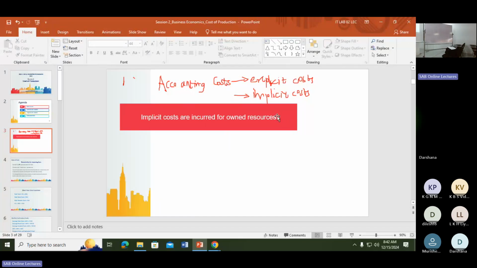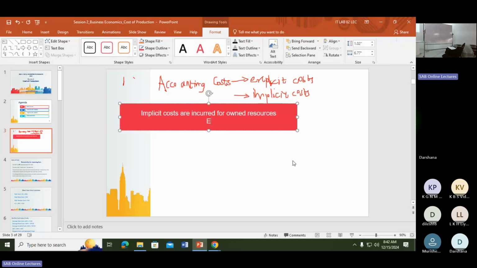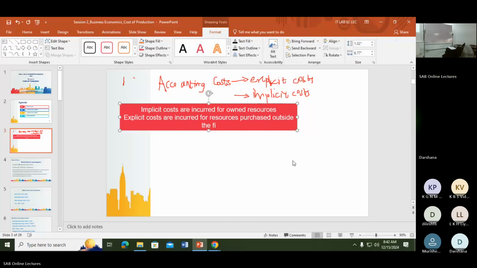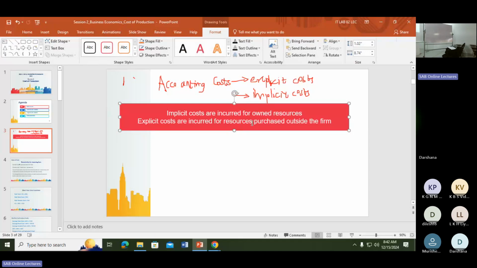Explicit costs are incurred for resources purchased outside the firm. Implicit costs are the costs incurred for own resources. Explicit costs are the costs incurred for resources purchased outside the firm.